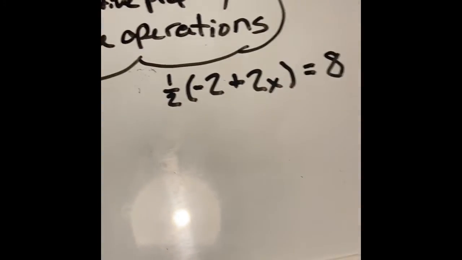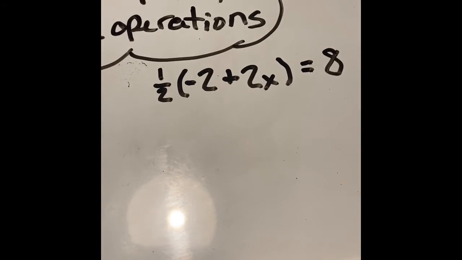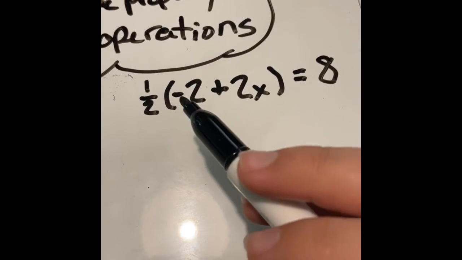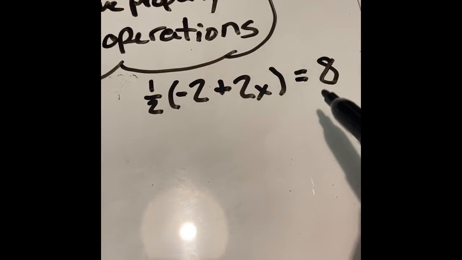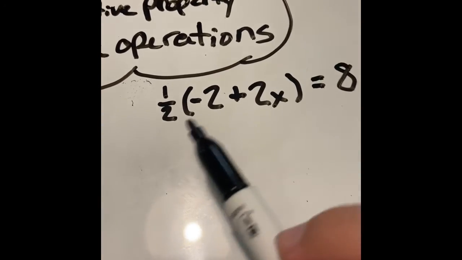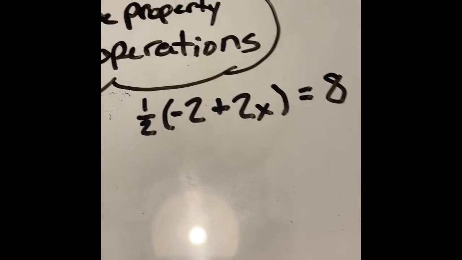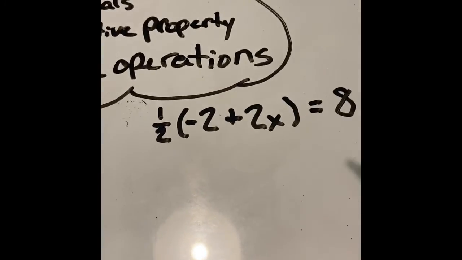All right, so we're going to be moving on to a little more challenging problem here, but not too crazy. So I have 1/2 times negative 2 plus 2x, and that equals 8. So I could multiply the 1/2 times negative 2 plus 2x, and it'd be great. And it's pretty simple too. However, we're not going to do that. We're going to use the reciprocal.